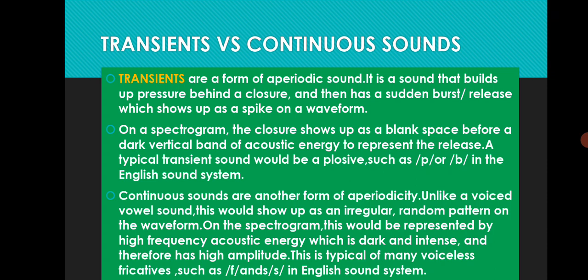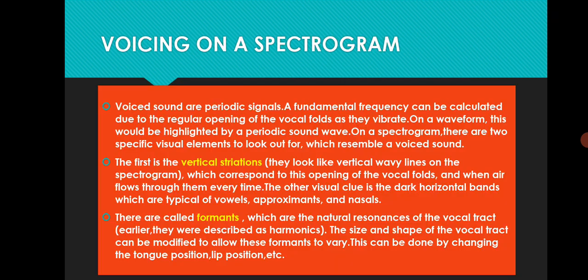This would show up as an irregular random pattern on the waveform. On the spectrogram, this would be represented by high frequency acoustic energy, which is dark and intense and therefore has high amplitude. This is typical of many voiceless fricatives such as ha and sha in the English sound system.